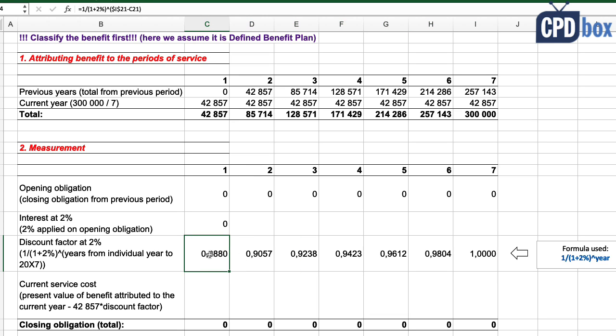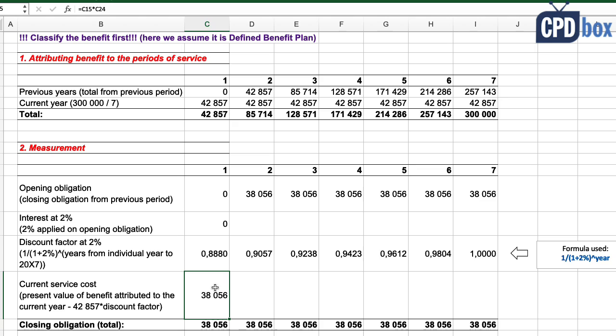Then it's time to multiply undiscounted unit of benefit, 42,857, with discount factor for the individual year. And thus we arrive at the current service cost for that year, right? So in the year 20x1, it is 38,056 currency units. Finally, let's sum this all up and get the closing obligation at the end of the current reporting period. It's calculated as opening obligation plus interest cost plus current service cost. And at the end of 20x1, the closing obligation represents just 38,056 since there was no opening obligation and no interest cost.